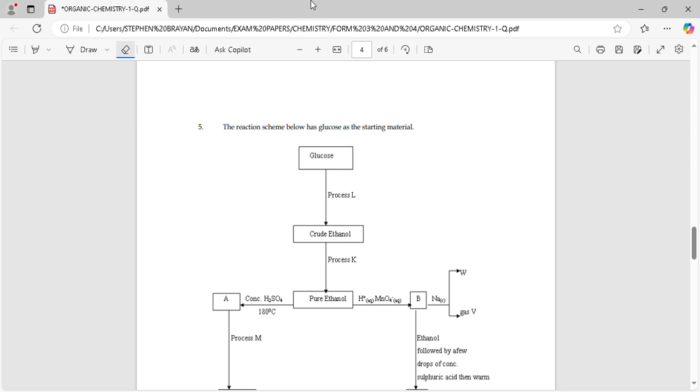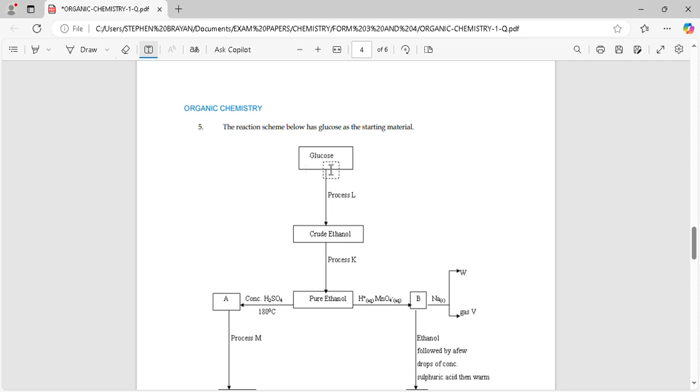Now I'm going to handle this question. This is a question on organic chemistry, so it's very important that you note that. And it's a flowchart question. You know, organic chemistry is a very common question, and I want to look at this question very well. This is a flowchart question.